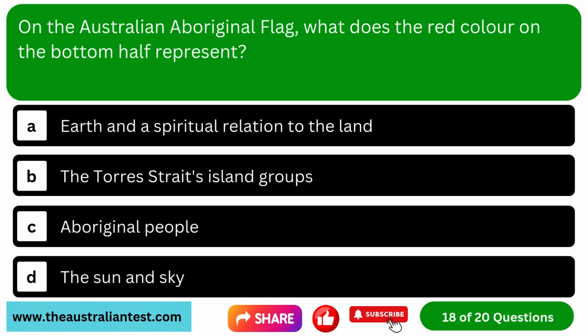Question 18. On the Australian Aboriginal flag, what does the red color on the bottom half represent? Option A, earth and a spiritual relation to the land. Option B, the Torres Strait Island groups. Option C, Aboriginal people. Option D, the sun and sky.